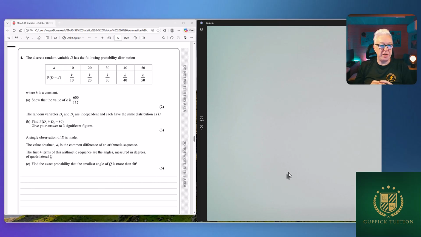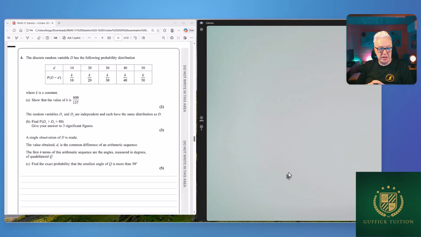Hello everyone, we've got a question here on probability distributions. It says the discrete random variable d has the following probability distribution. d can be 10, 20, 30, 40 or 50, and the probability that d equals d is k over 10, k over 20, k over 30, k over 40 and k over 50, where k is a constant. Show that the value of k is 600 over 137.